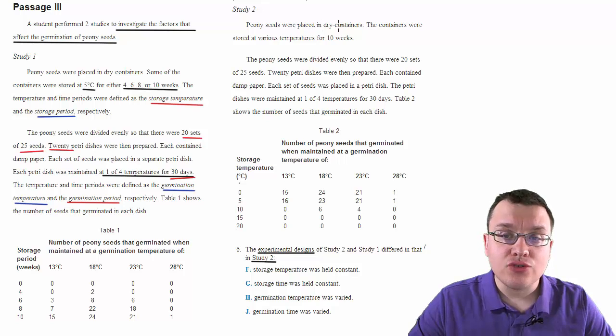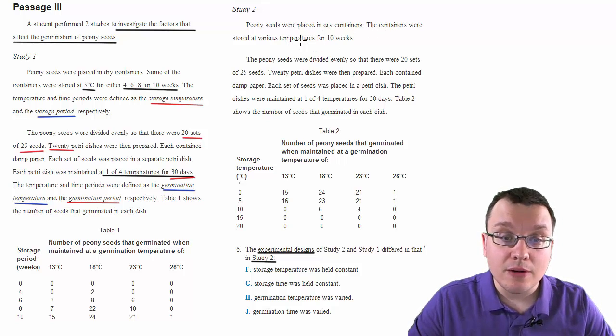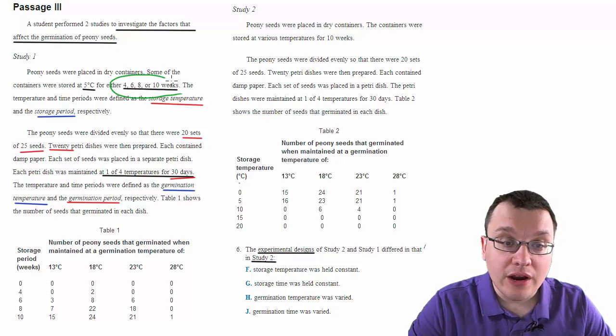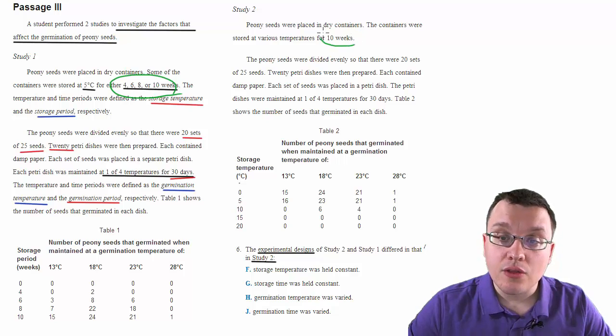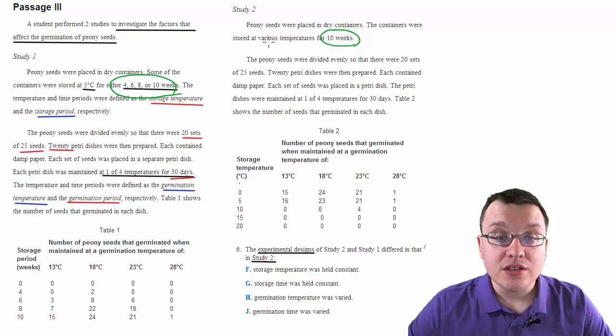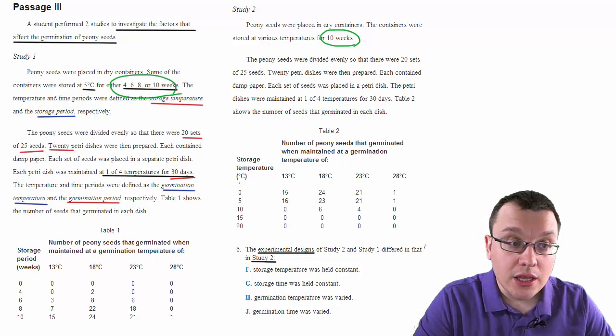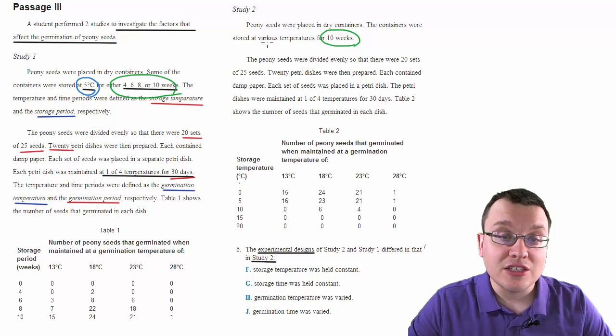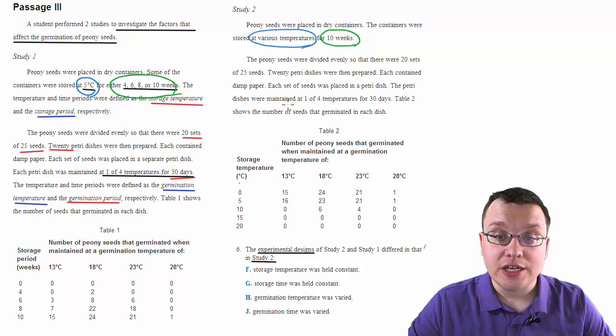Peony seeds were placed in dry containers. The containers were stored at various temperatures for 10 weeks. So notice here, in the previous study, the weeks were varying for the storage. Here, the weeks are not varying. So this could be a difference. Notice in the previous study, it was held at a storage temperature of 5 degrees Celsius, whereas here, they're being held at various temperatures. So that's perhaps a change.